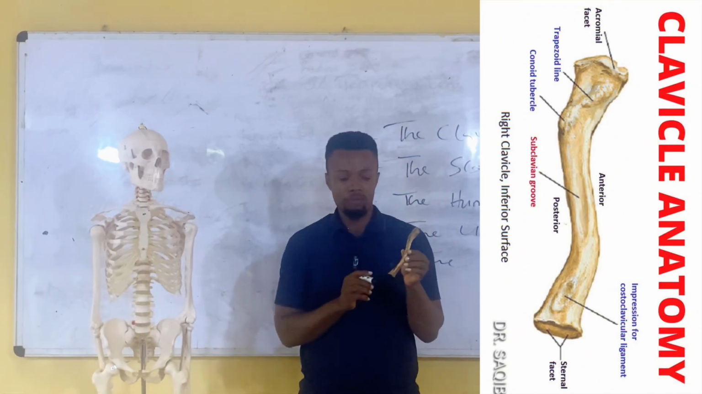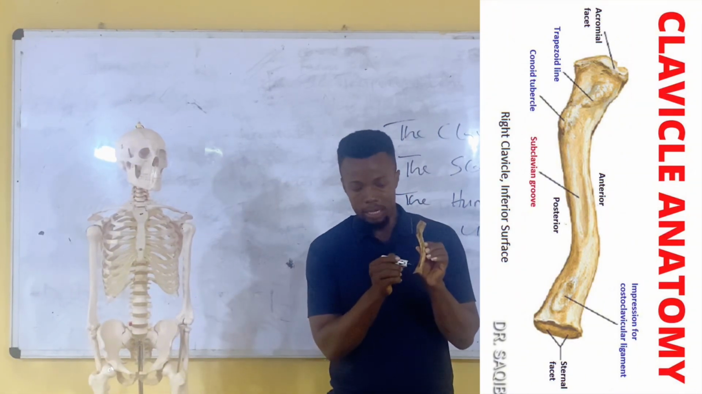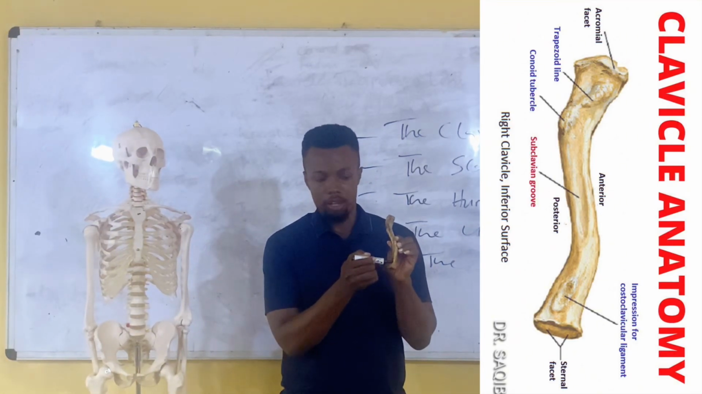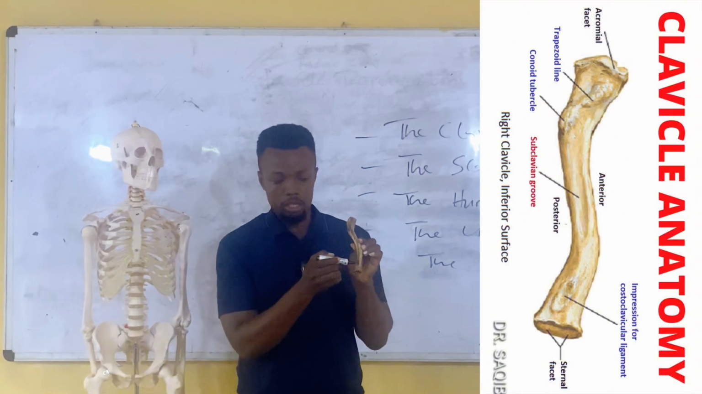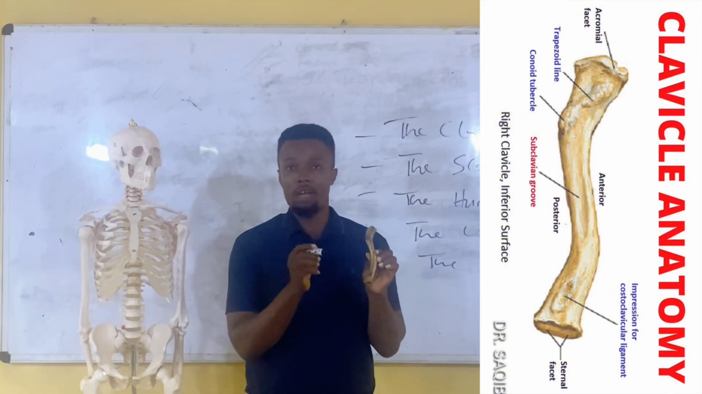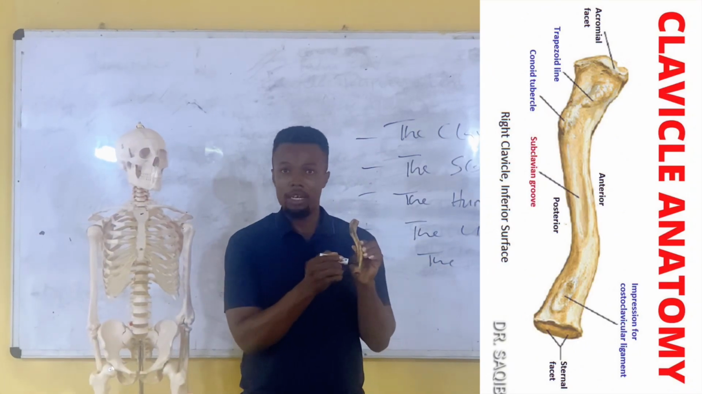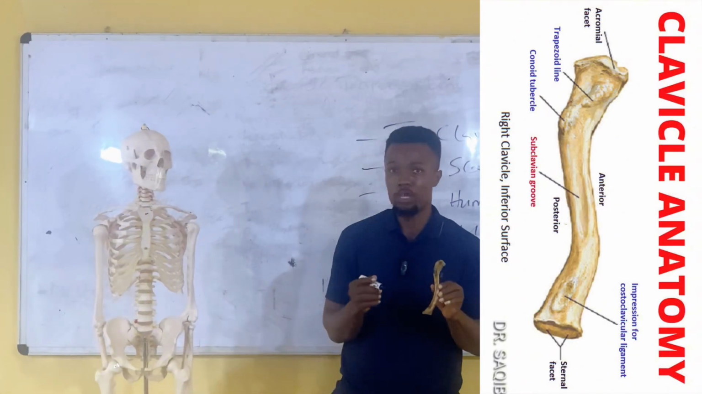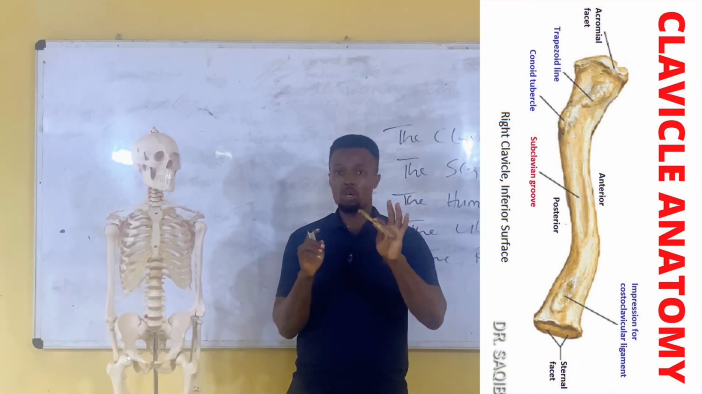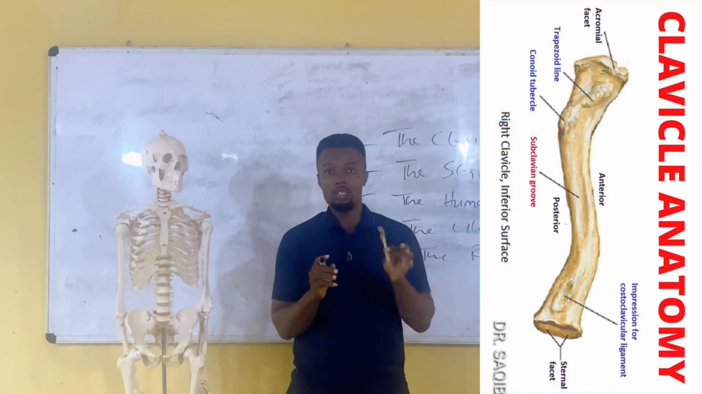Then you have another important feature. Towards the sternal part of the clavicle, you can see this protrusion here. This is known as the impression for the costoclavicular ligaments. It gives attachment to the costoclavicular ligaments. So these are most of the features that you can see in the clavicle.